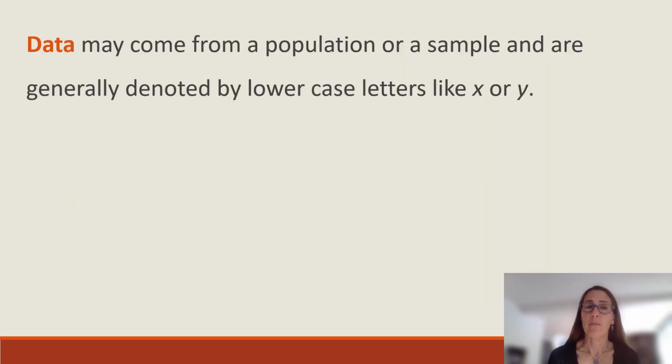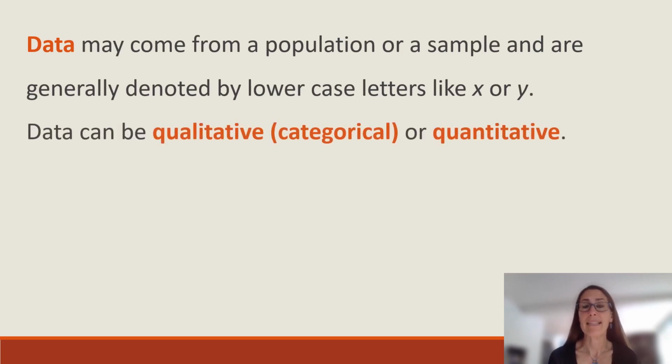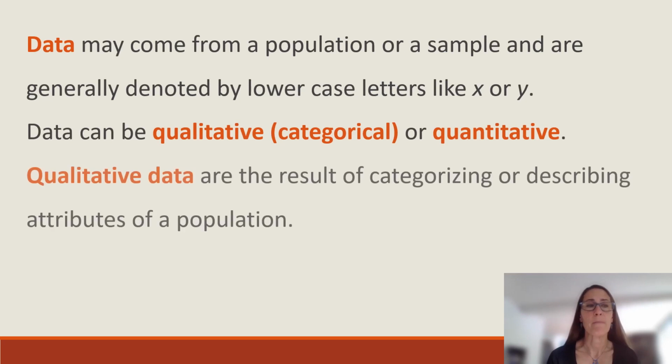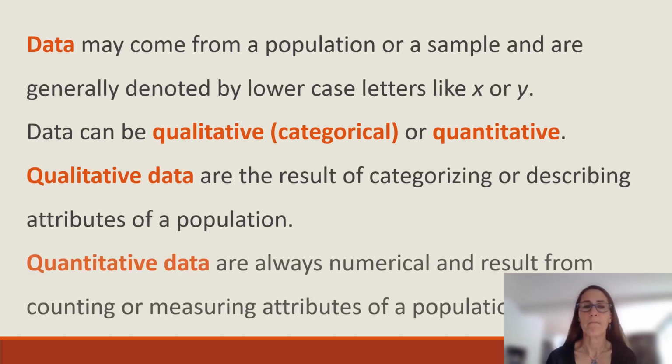We already talked about it a little bit, but data may come from a population or a sample and are generally denoted by lowercase letters like X or Y. Data can be qualitative, which is categorical, or quantitative. Qualitative data are the result of categorizing or describing attributes of a population. And quantitative data are always numerical and result from counting or measuring attributes of a population.